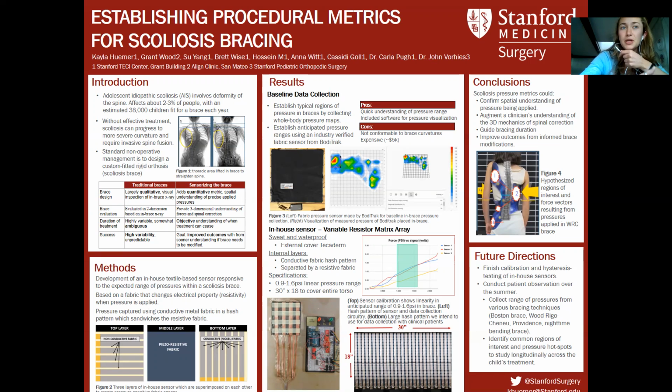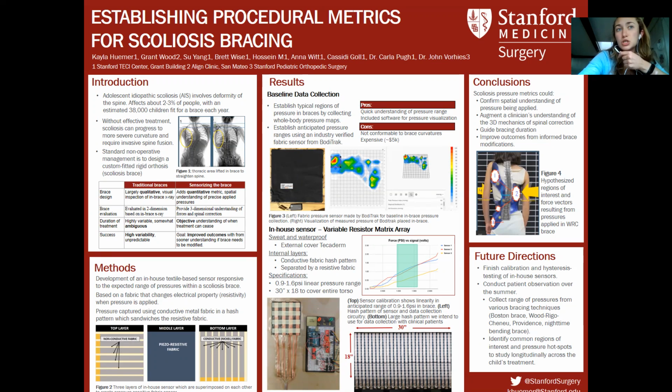So, like I had mentioned, evaluating the brace is just this two-dimensional understanding of how the curves are being improved. However, there's actually also a three-dimensional component. There's a rotation of the spine that will often occur for scoliosis patients, and you just really can't get an understanding of if this correction is being implemented for these patients. So by being sensitive to the pressure in these braces, we could begin to get a three-dimensional understanding of the forces at play and how this is able to correct the spine.